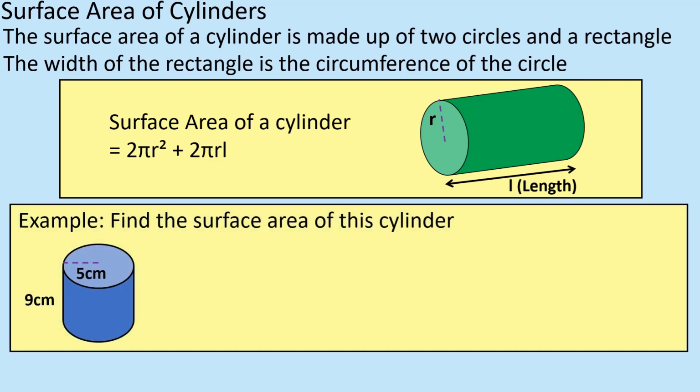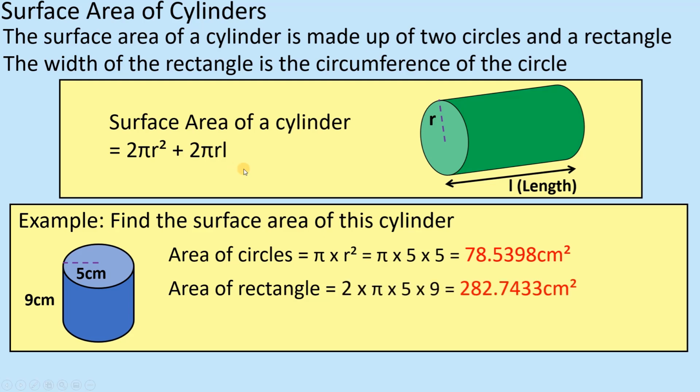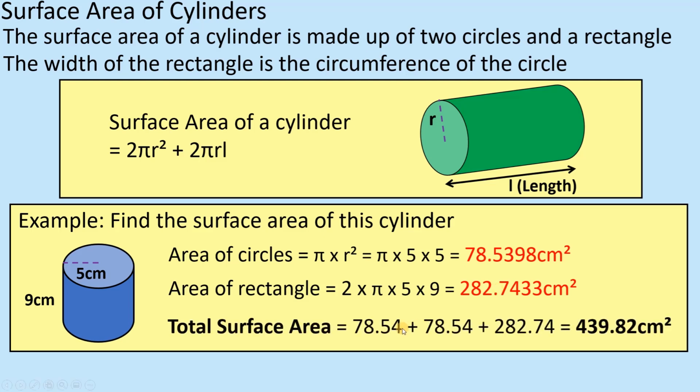So applying the formula, the circle first of all, pi r squared, so pi times 25, but of course there are two of them. We're not doing that just yet, so we're doing the rectangle first, so 2 pi r, so 2 pi times 5 times 9, so that's circumference times 9, gives you this bit. Then the total surface area is going to be two of these, plus the rectangle on the outside, and that's going to give me that.